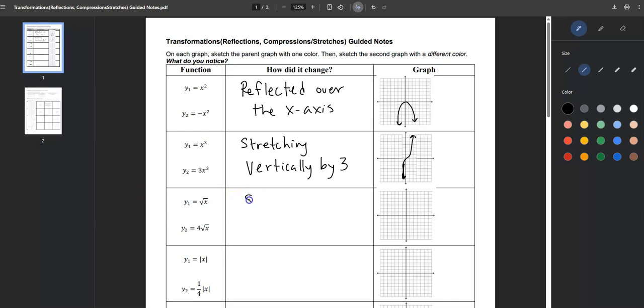Again, it's going to stretch it vertically, and this is going to be by 4, meaning the bigger the number, the more stretching that happens, and this ends up going right like that. Okay? This fourth one, we're going to go 1/4.